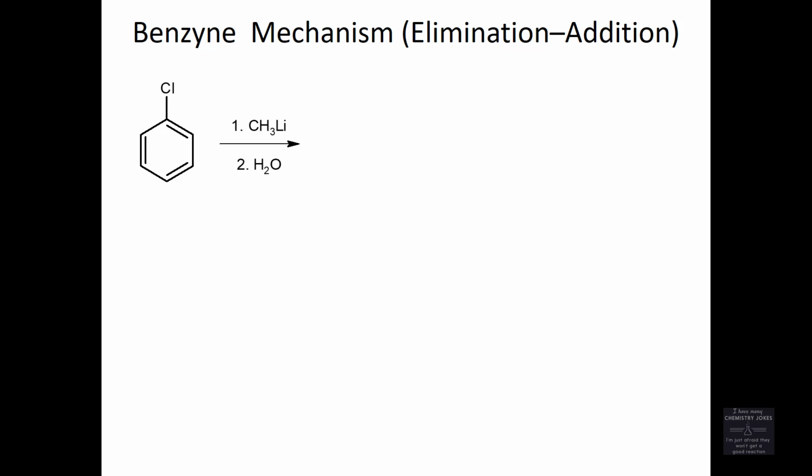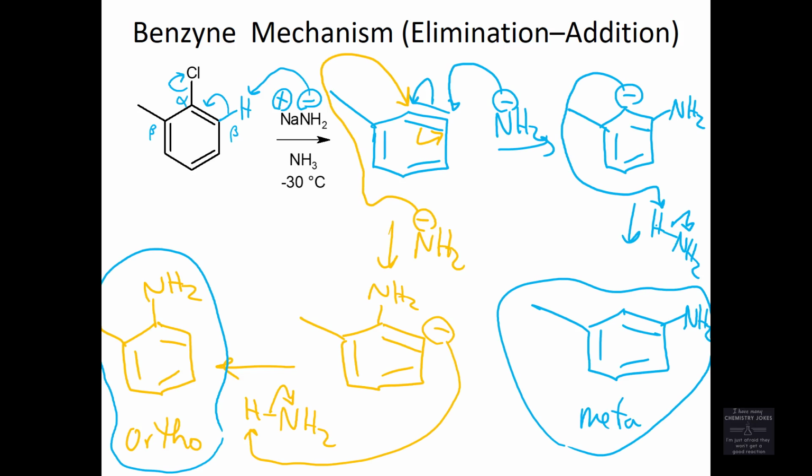NH2- is one of the most common nucleophiles used to do a benzyne reaction, but it's not the only nucleophile. I should have said this prior to now, but I just wasn't thinking clearly because it's late and I'm tired. What's mandatory is that you have a strong base in order to deprotonate that beta hydrogen and make this benzyne. It's got to be, in my words, a super strong base.